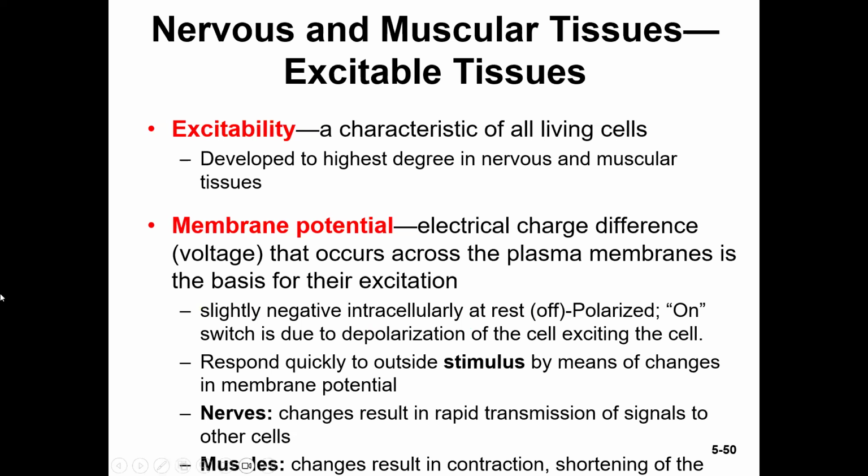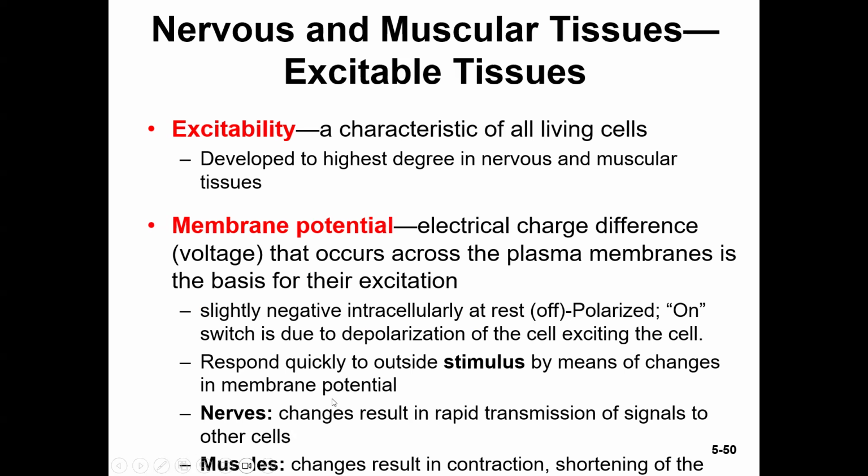Now, in order to do that, we need to have some kind of charge difference. We call that charge difference a membrane potential, right? A membrane potential is an electrical charge difference that occurs across a plasma membrane and is a basis for their excitation right here. Now, inside the cell is slightly negative at rest. We call that polarized. When we want to turn it on, we're going to depolarize the cell, exciting the cell.